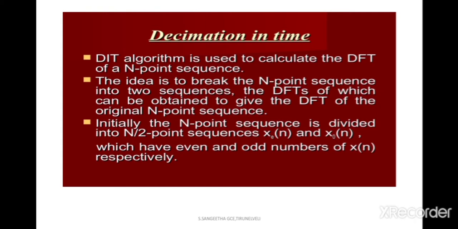The decimation in time algorithm is used to calculate the DFT of an N-point sequence. The idea is to break the N-point sequence into two sequences, the DFTs of which can be obtained to give the DFT of the original N-point sequence. Initially, the N-point sequence is divided into N/2 sequences, x_e(n) and x_o(n), which have the even and odd numbered samples of x(n) respectively. That means the even numbered samples are represented as x_e(n) and the odd numbered samples of x(n) are represented as x_o(n).